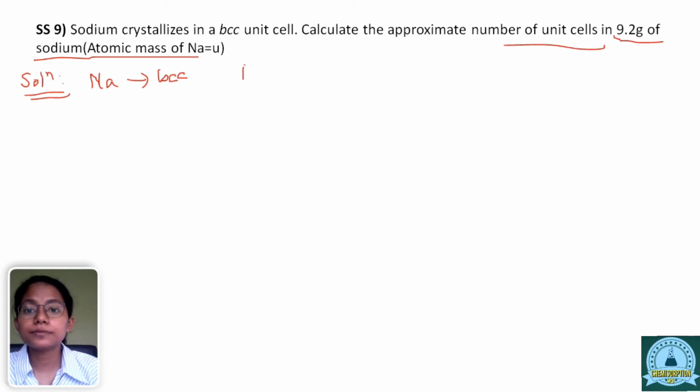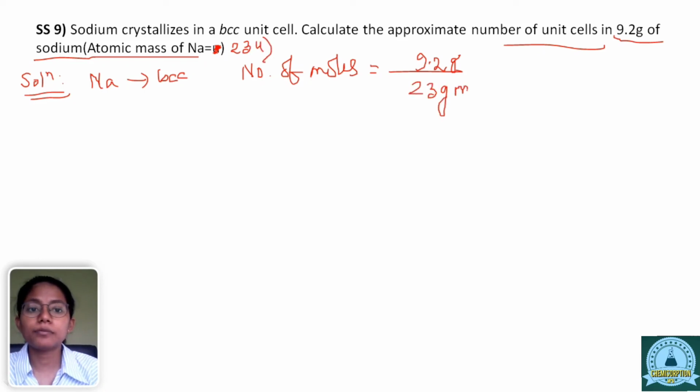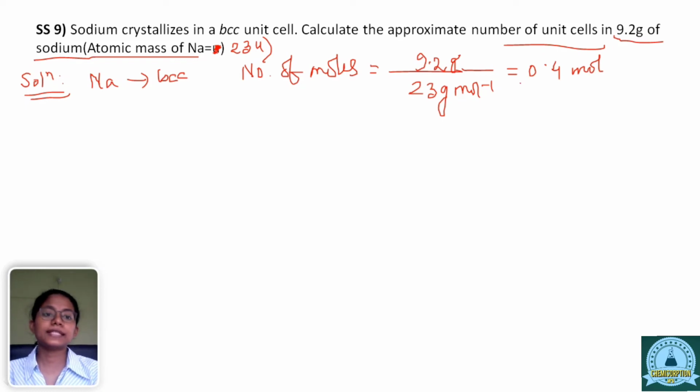So the number of moles present in 9.2 gram of sodium is equal to 9.2 gram by its atomic mass. So sodium is 23 U, right? So it would be 23 gram per mole. So what is the number of moles? 0.4. So we have to calculate the number of unit cells present in 0.4 mole of sodium.